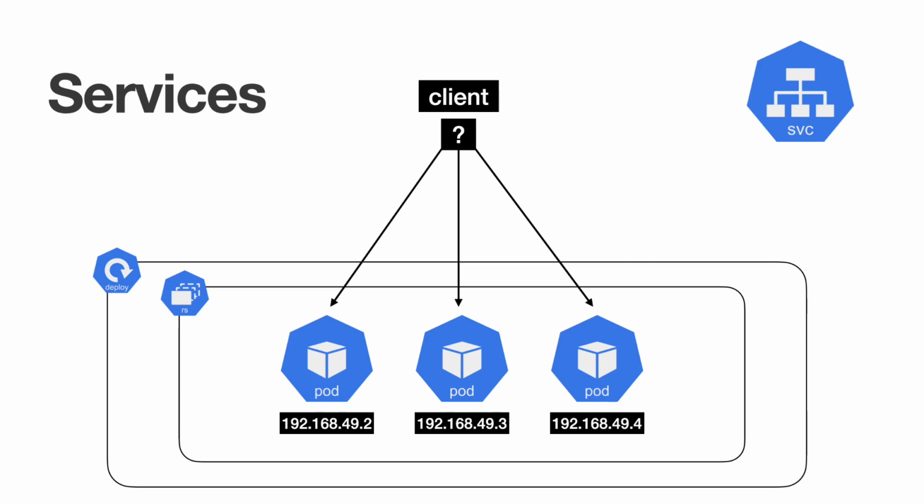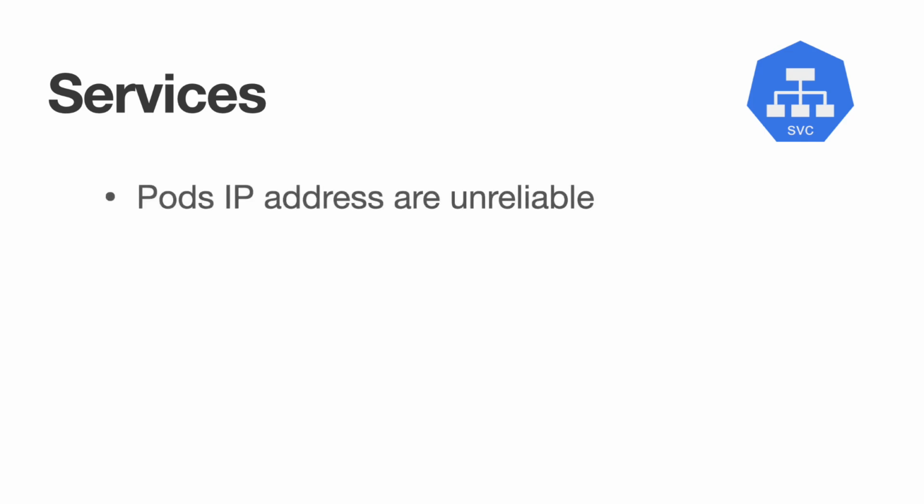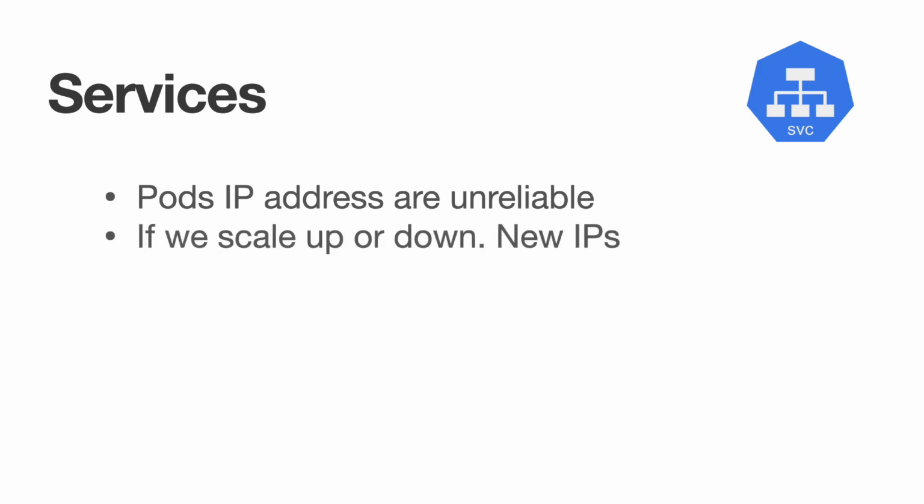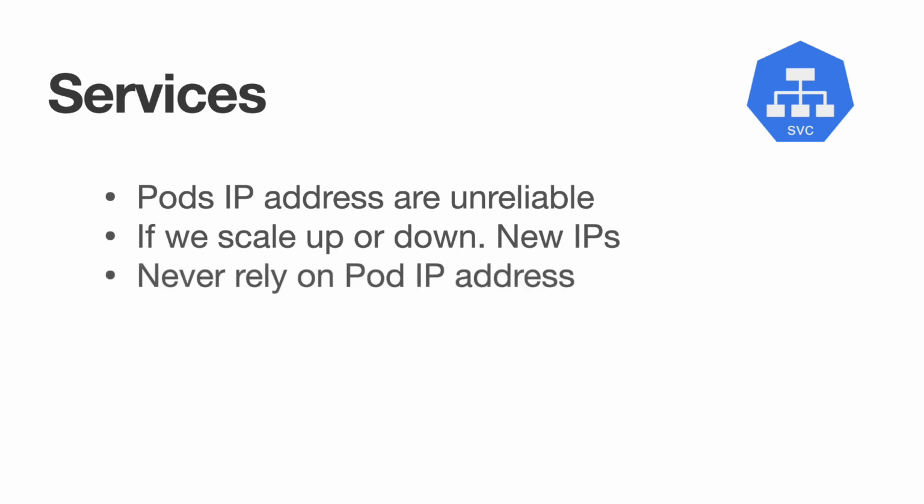But as I said, pods are short-lived because you have software deployments, as you've seen with the rollouts. If a new pod comes in, then a new version of the application is up and running with a new IP address, which means that the client cannot rely on the IP address on its own, right? It's not reliable. So instead, we use services. Again, the reason why we cannot use the IP address for the pod itself is that it's unreliable. If we scale up or down, we have new IP addresses. So never rely on pod IP addresses.